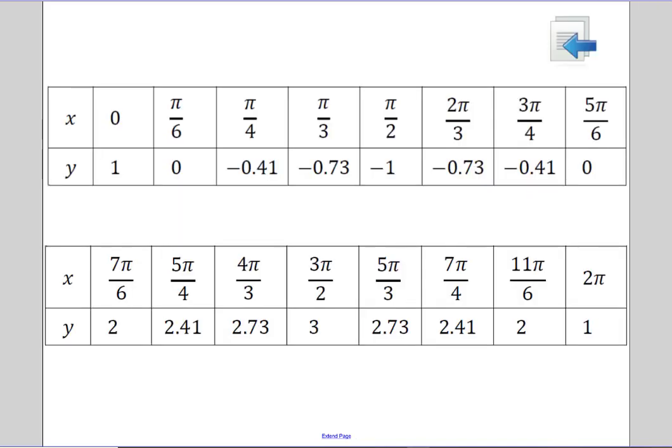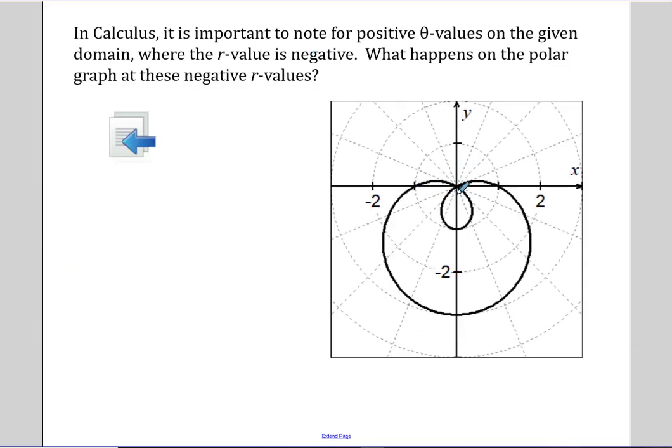Let's look at the table. Here you notice our table. I took this off of the calculator after graphing 1 minus 2 sine x. I created this table. One thing I want you to notice is where the negative r values live. So if you pay attention here, these negative r values are going to be the values that create the inner loop for what's going to be called a limacon with an inner loop. So it looks like this.